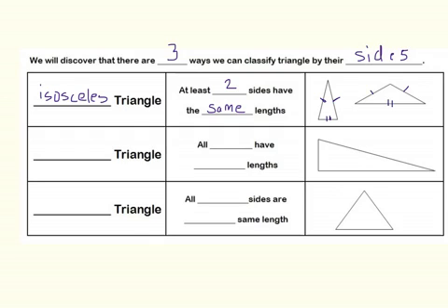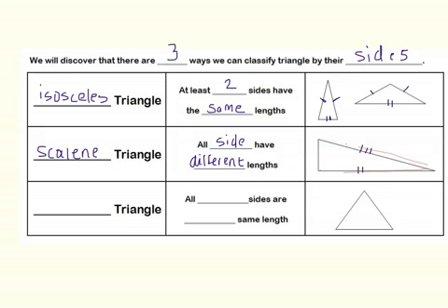Okay? The next triangle is the scalene. That's a bad A right there. Scalene triangle. All sides have different lengths. So here's one length, here's another length, and here's a third length. So when we're talking about length, what we're talking about is this part right here to that part to that part. Those are all different lengths.